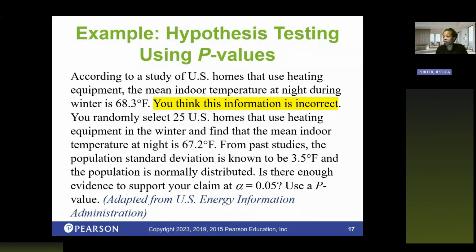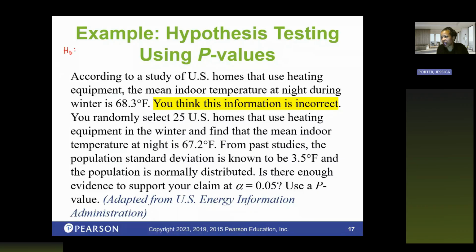You randomly select 25 U.S. homes that use heating equipment in the winter and find that the mean indoor temperature at night is 67.2 degrees Fahrenheit. From past studies, the population standard deviation is known to be 3.5 degrees Fahrenheit, and the population is normally distributed. Is there enough evidence to support your claim at alpha equals 0.05? Use a p-value.